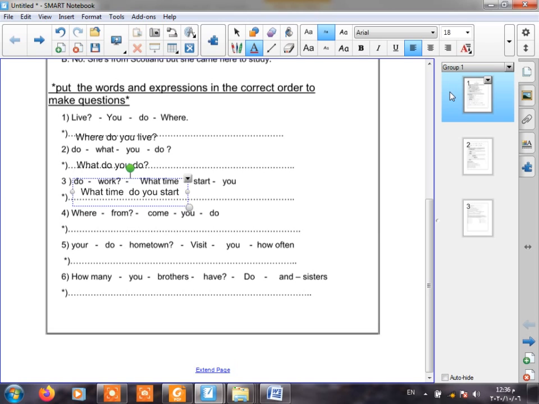Then question mark. Number 4. Where from come you do. So I start with where. Where, then do. Where do you come from? So I give you a hint. The word that has question mark at the end, it should be the last one, the last word in the sentence, okay? Number 5.